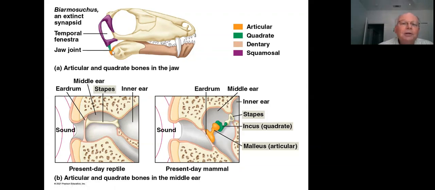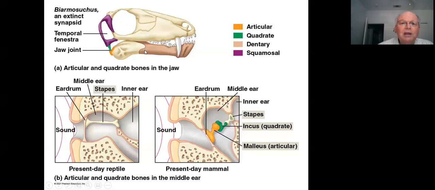start to reconnect and form the lower jawbone or the jaw joint with this elongating lower jawbone. Eventually, a process on the lower jawbone enlarges and comes in contact with the upper jaw and forms a totally re-engineered jaw joint that no longer requires the articula and the quadrate. So they are no longer necessary to form a jaw structure.